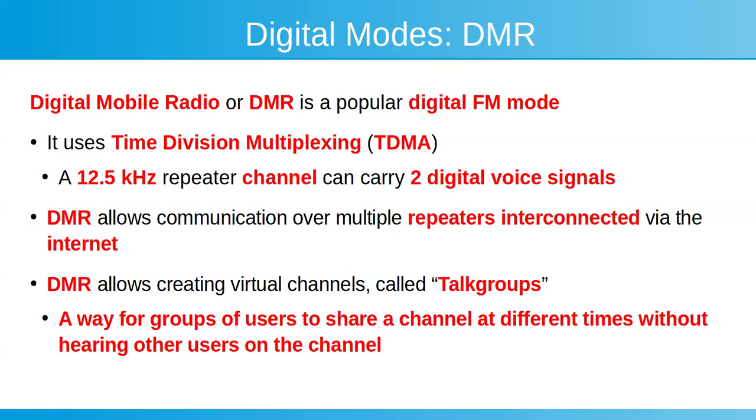I think isn't there a Baofeng for $150 that does DMR? I've got the 1701 and when I bought it, it was $83 or $84. And it does DMR.